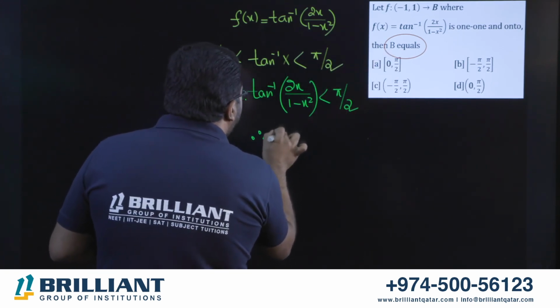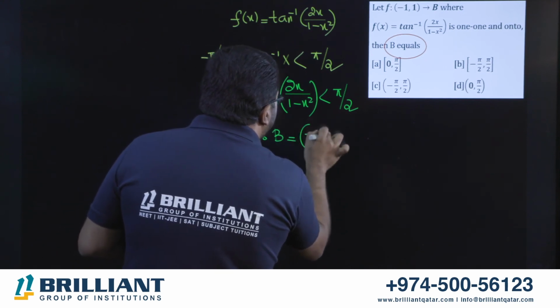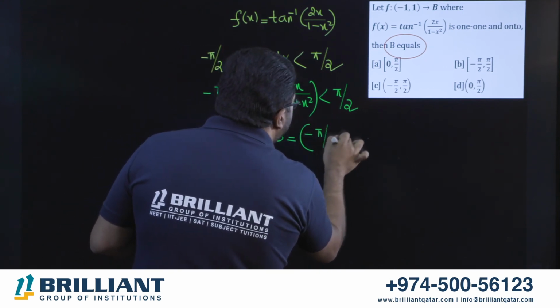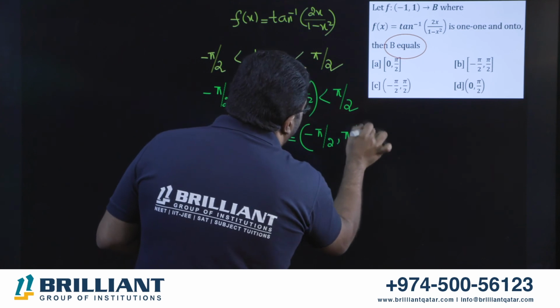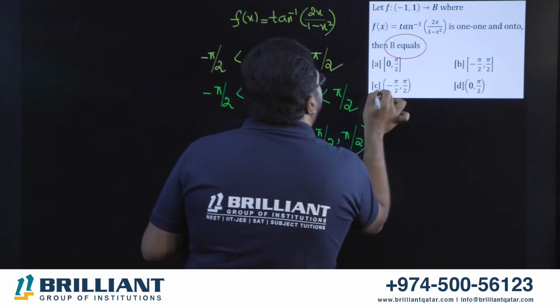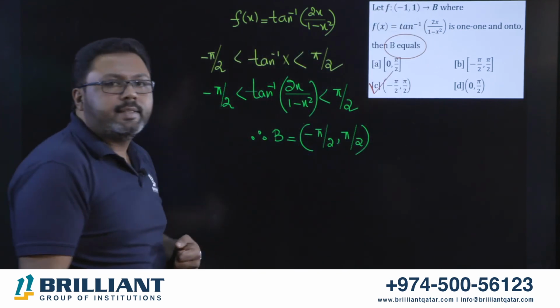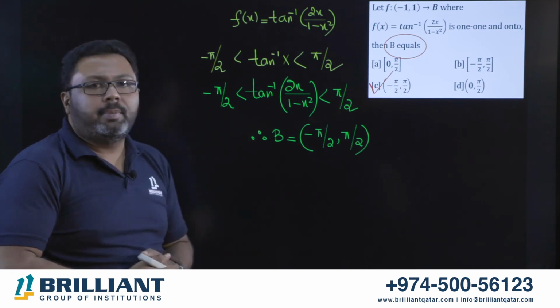Therefore, b is the range, minus pi by 2 to pi by 2. No need to waste your time simplifying all these things. Minus pi by 2 to pi by 2.